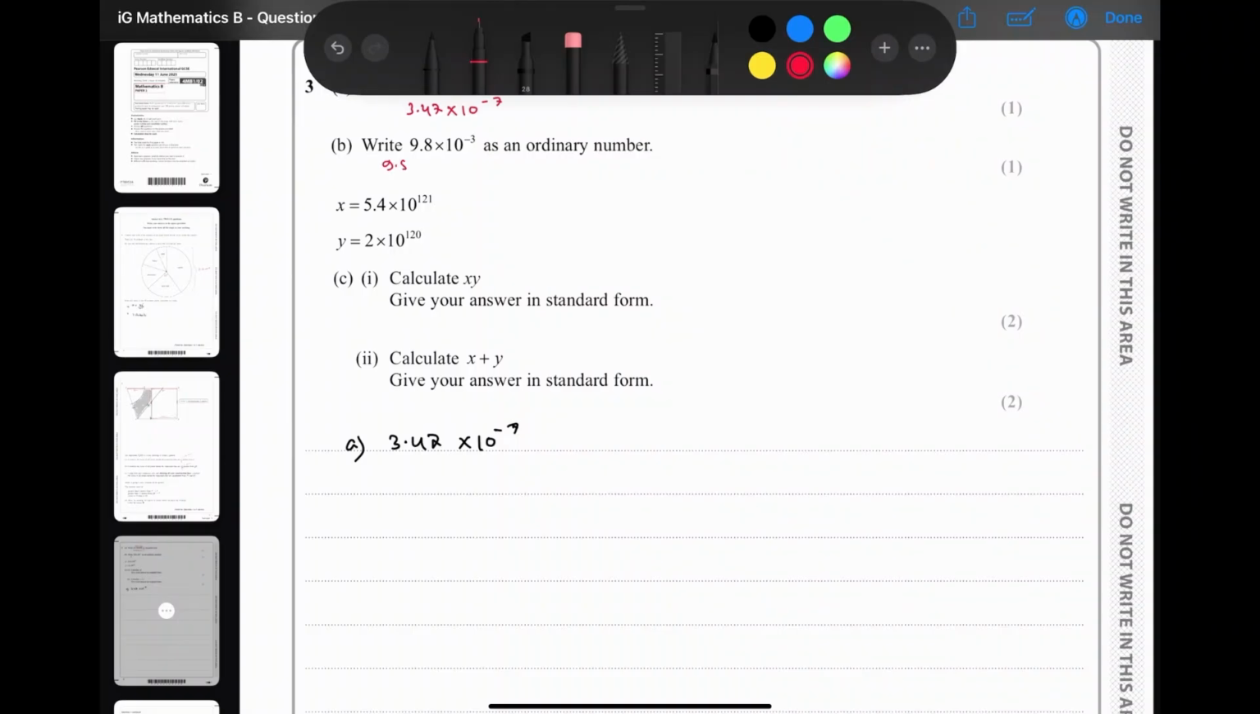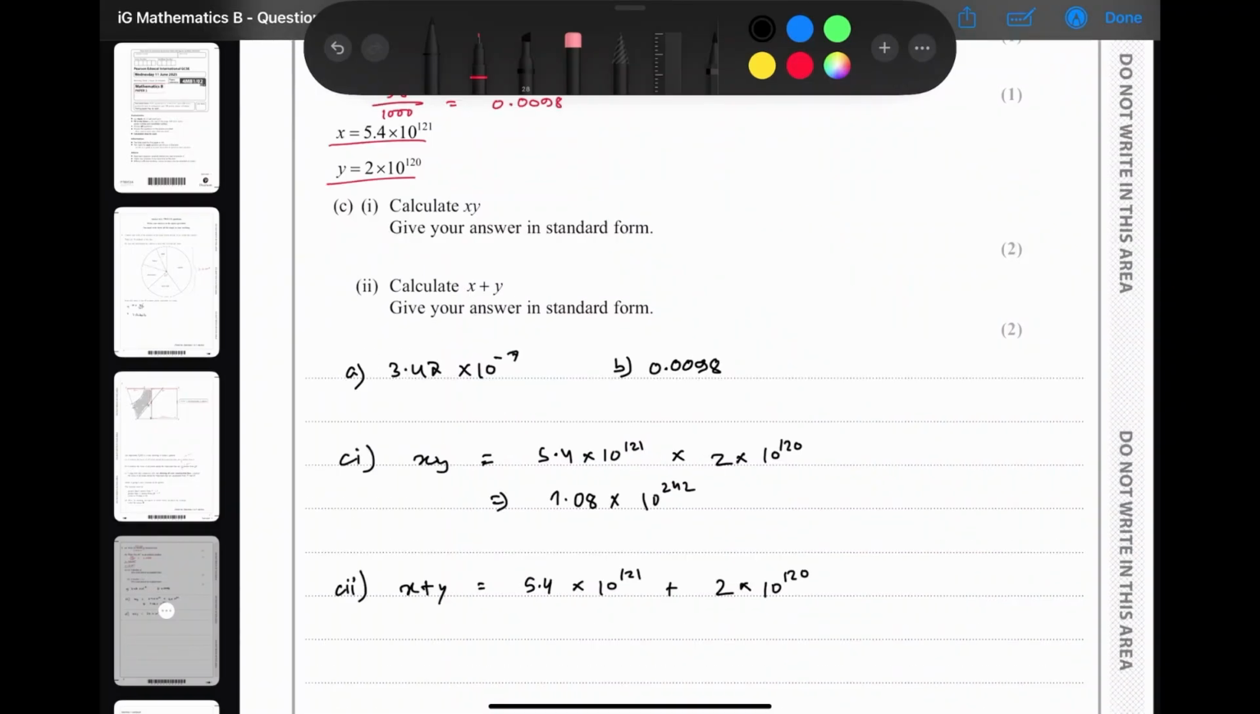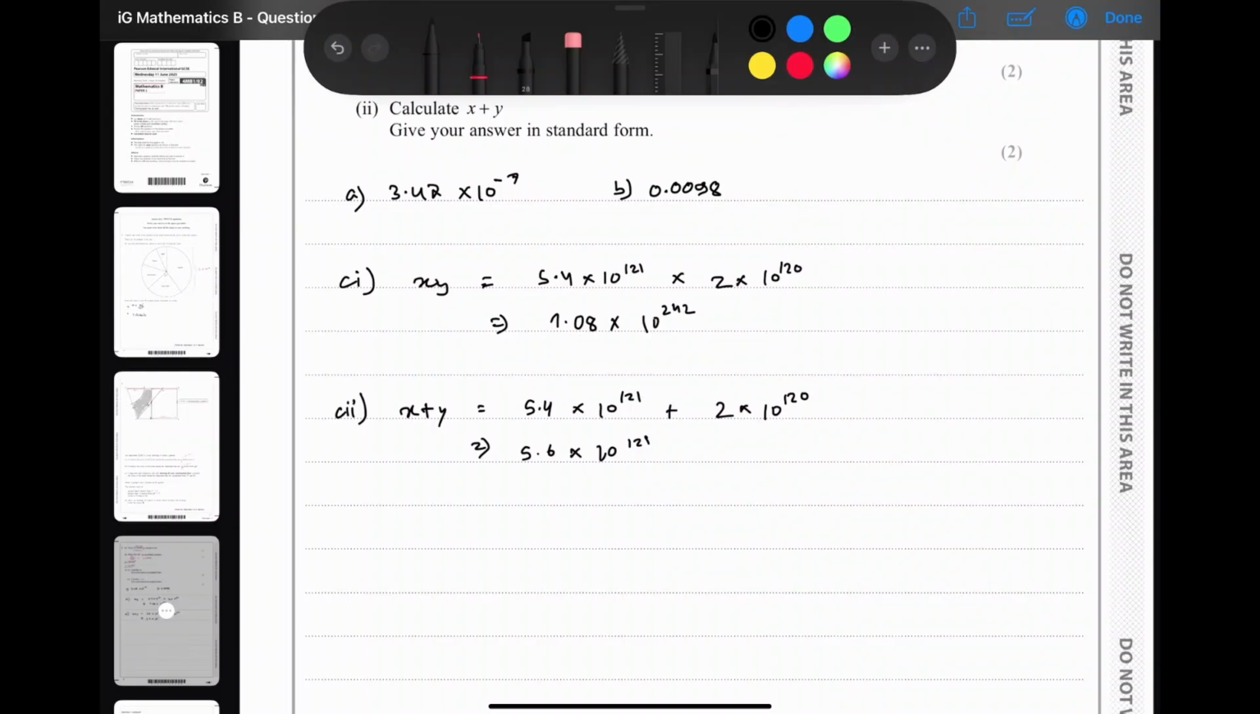For the second one, 10 to the power of minus 3 means dividing by 1000. Try to divide by only 100, and then add an extra 0 after the decimal. For the third one, just multiply the given values of x and y in the calculator. For the last one, just add them by putting them in the calculator too.